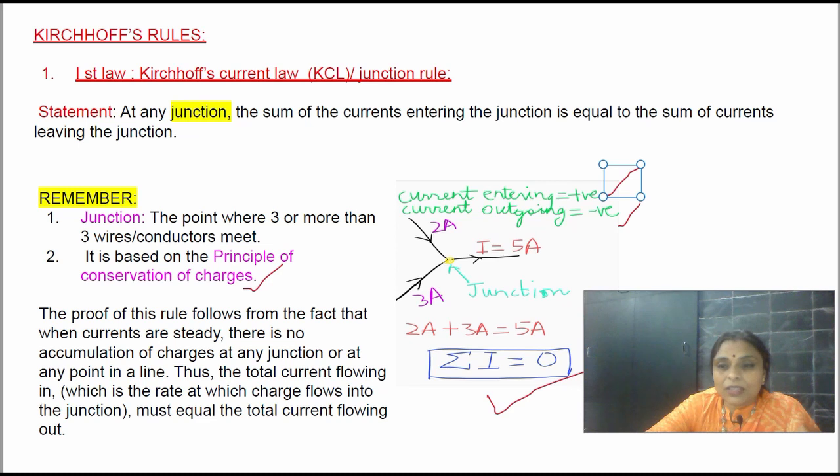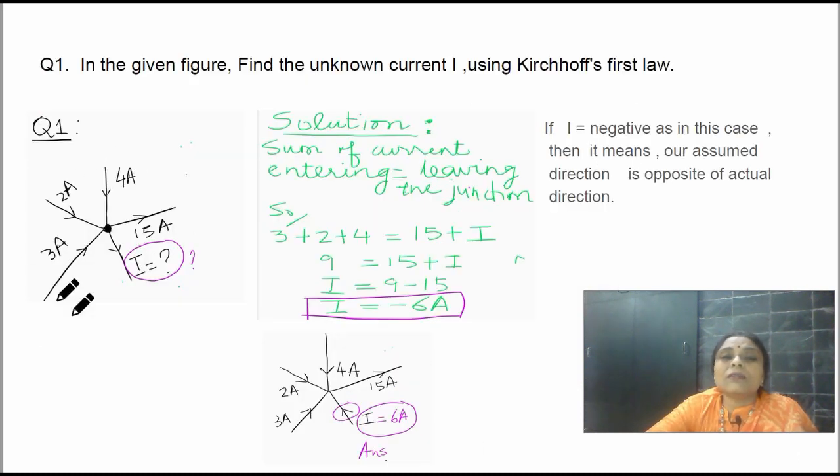Let us take a question to understand it better. In the given figure, find the unknown current I using Kirchhoff's first law. The law is very simple. Whatever amount of current is entering is the amount of current leaving. So solution: sum of current entering is equal to current leaving at the junction. So 3, 2 and 4 are entering, and 15 and I are leaving. So 3 plus 2 plus 4 equals 15 plus I. Solving it, we get minus 6 A.